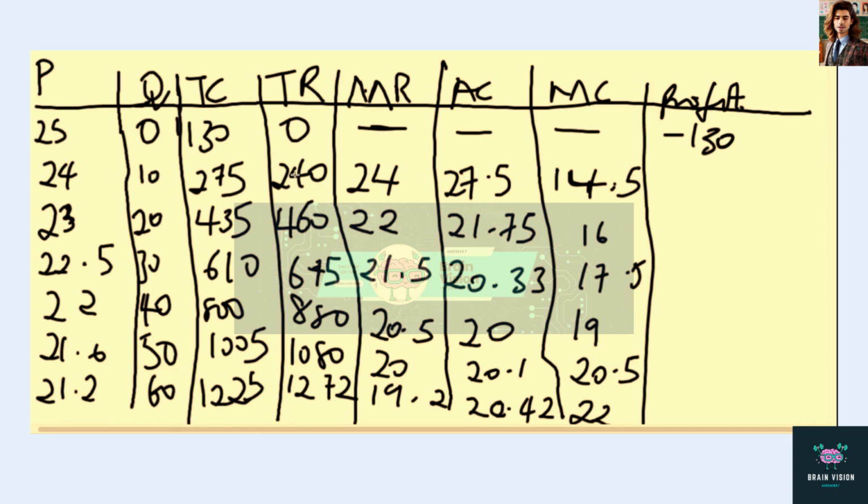Looking at total revenue minus total cost, the profit for this is minus 35. The next one is 25, then 65, then 80, then 75, and the next one is 47. So that's the profit.